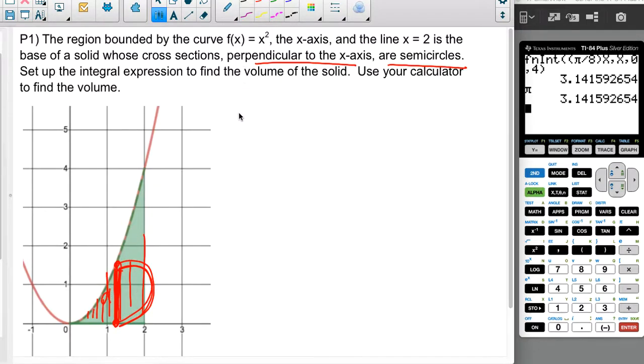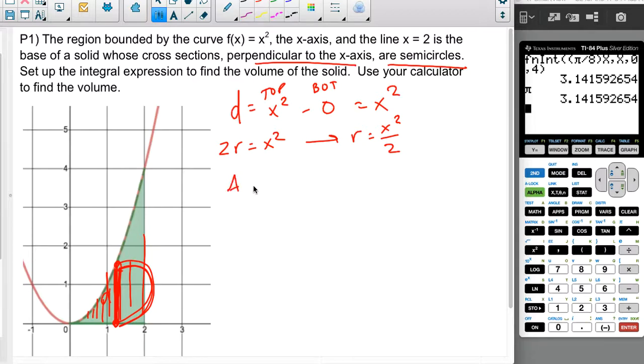So you can go ahead and pause me if you want. My diameter is going to be the top curve, which in this case is x squared, minus the bottom curve, which in this case is just 0, right? So my diameter is x squared. Since the diameter is double the radius, that means that my radius is x squared over 2. The area of a semicircle is 1/2 pi r squared.